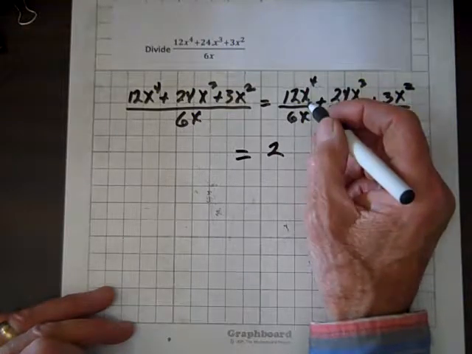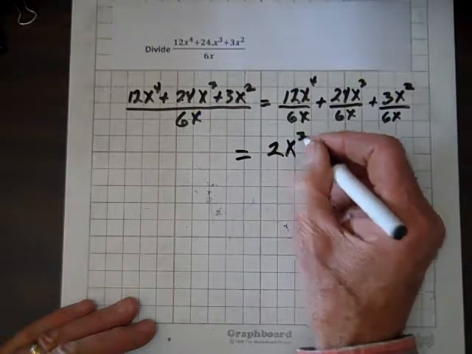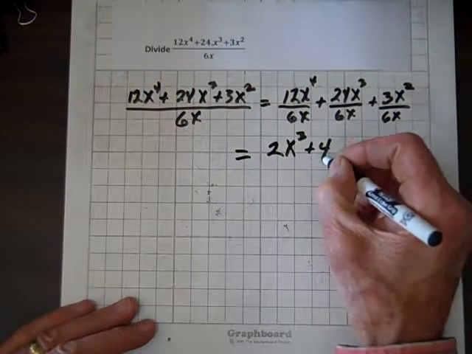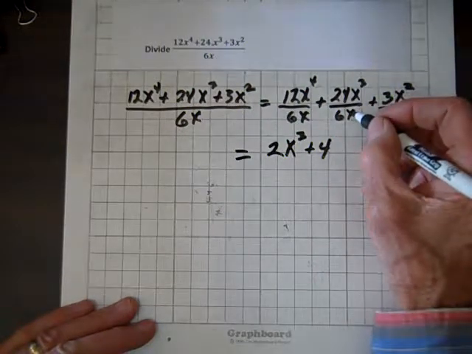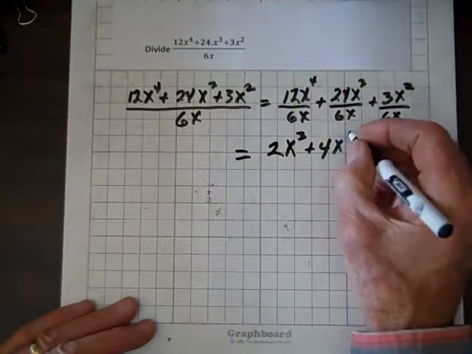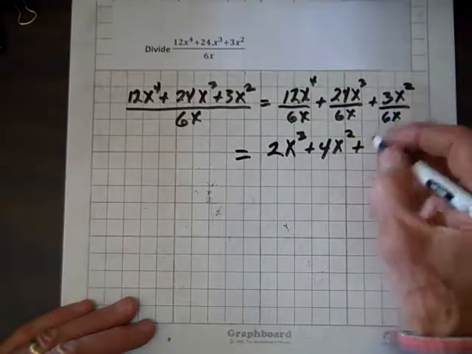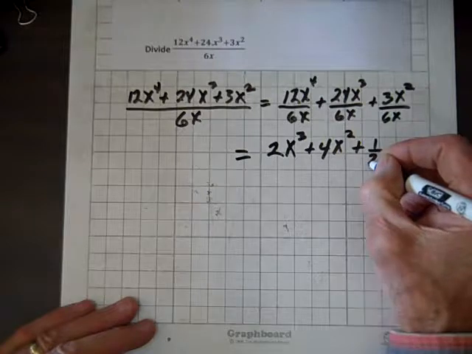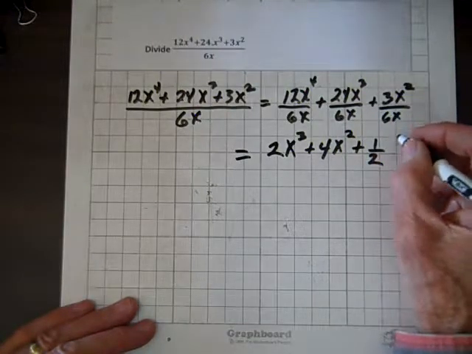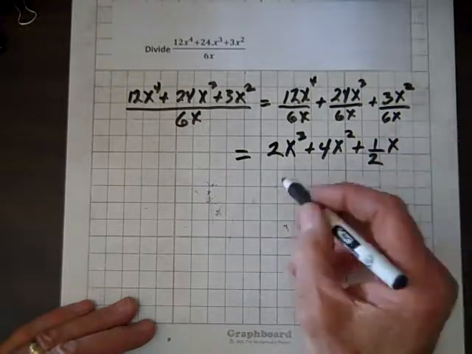And x goes into x to the fourth. One of the x's divide out, and you have an x cubed. Plus 24 divided by 6 is 4. And again, dividing x into x cubed, one of the x's divide out, and you get x squared. Plus, and 3 goes into 6 twice, so that becomes a 1/2. And x goes into x squared x times, so one of the x's divide out, and we get 1/2x, and we're done.